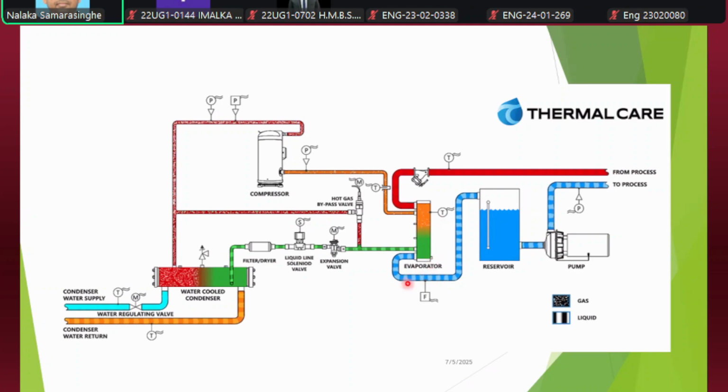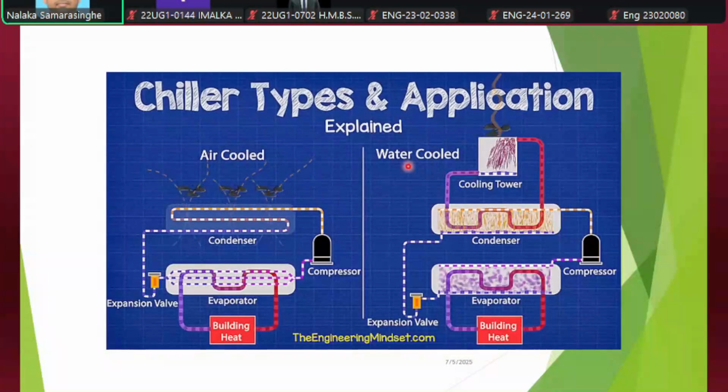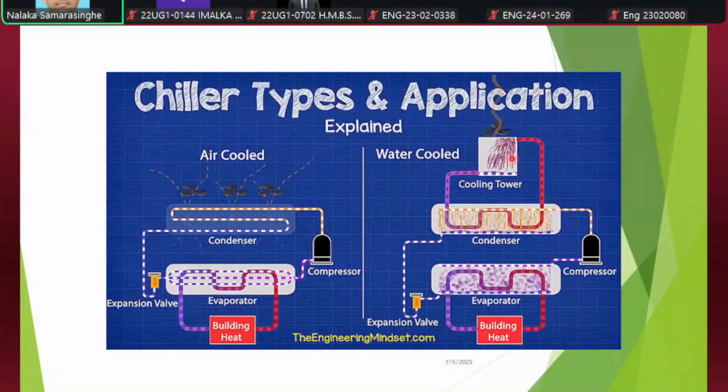Water cooling will happen, heat rejection will happen, heat absorption will happen within this process. So that's the main difference between a regular air conditioning system and a chiller system like this. This animation shows you how this chiller works, and there are two types depending on the type of cooling of the condenser. Here we have an air cooled condenser, and here we have a water cooled condenser.